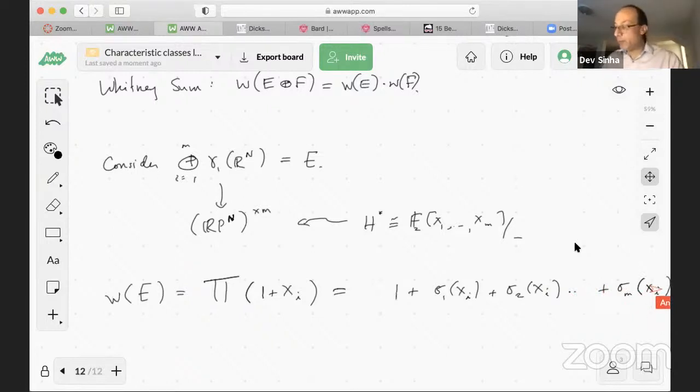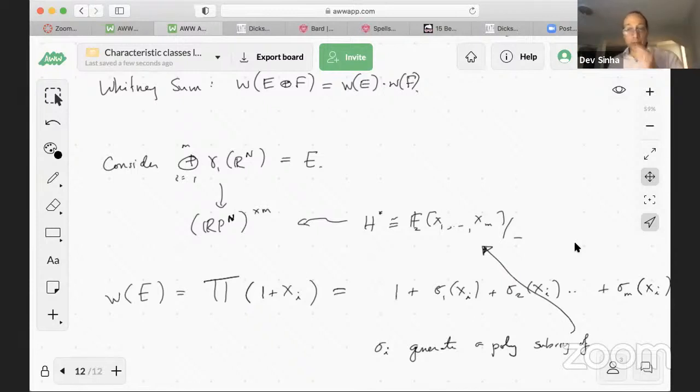And what our algebraist friends tell us is that these sigma i generate a polynomial subring of this polynomial ring. Again, maybe I'm taking a limit for it to really be polynomial. Well, actually it's fine, because I'm only going up to the sigma m symmetric polynomial. So what does that mean?